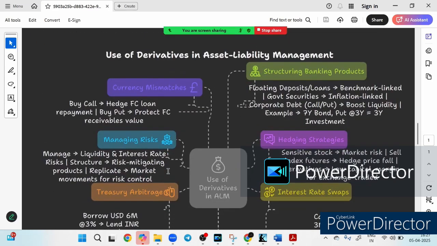Now friends, let's look at the use of derivatives in asset liability management. Very, very important. Ever wondered how banks handle risk when interest rates fluctuate or currency value changes? So the answer lies in derivatives. Derivatives are like financial tools which help banks hedge risk, manage liquidity, and stabilize earnings.